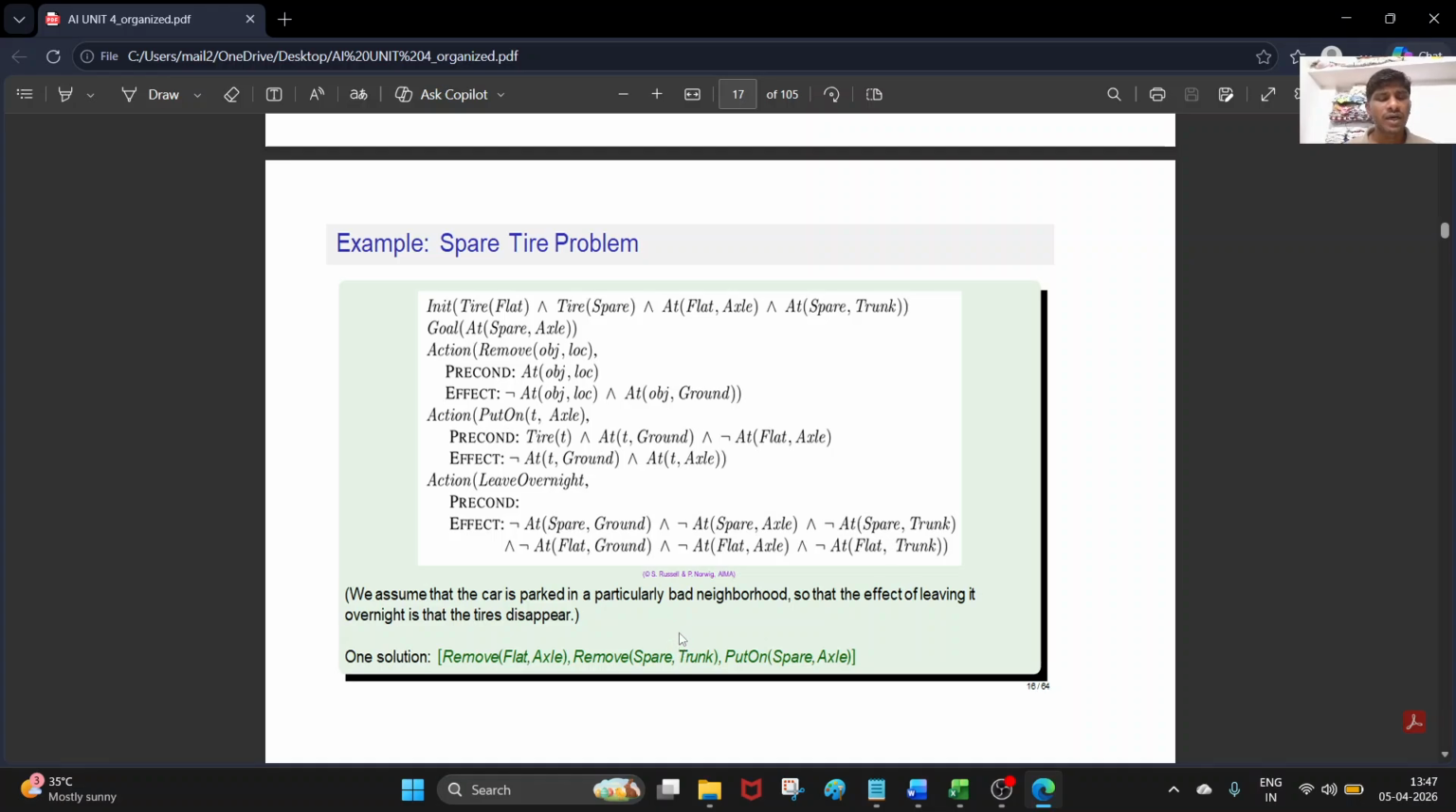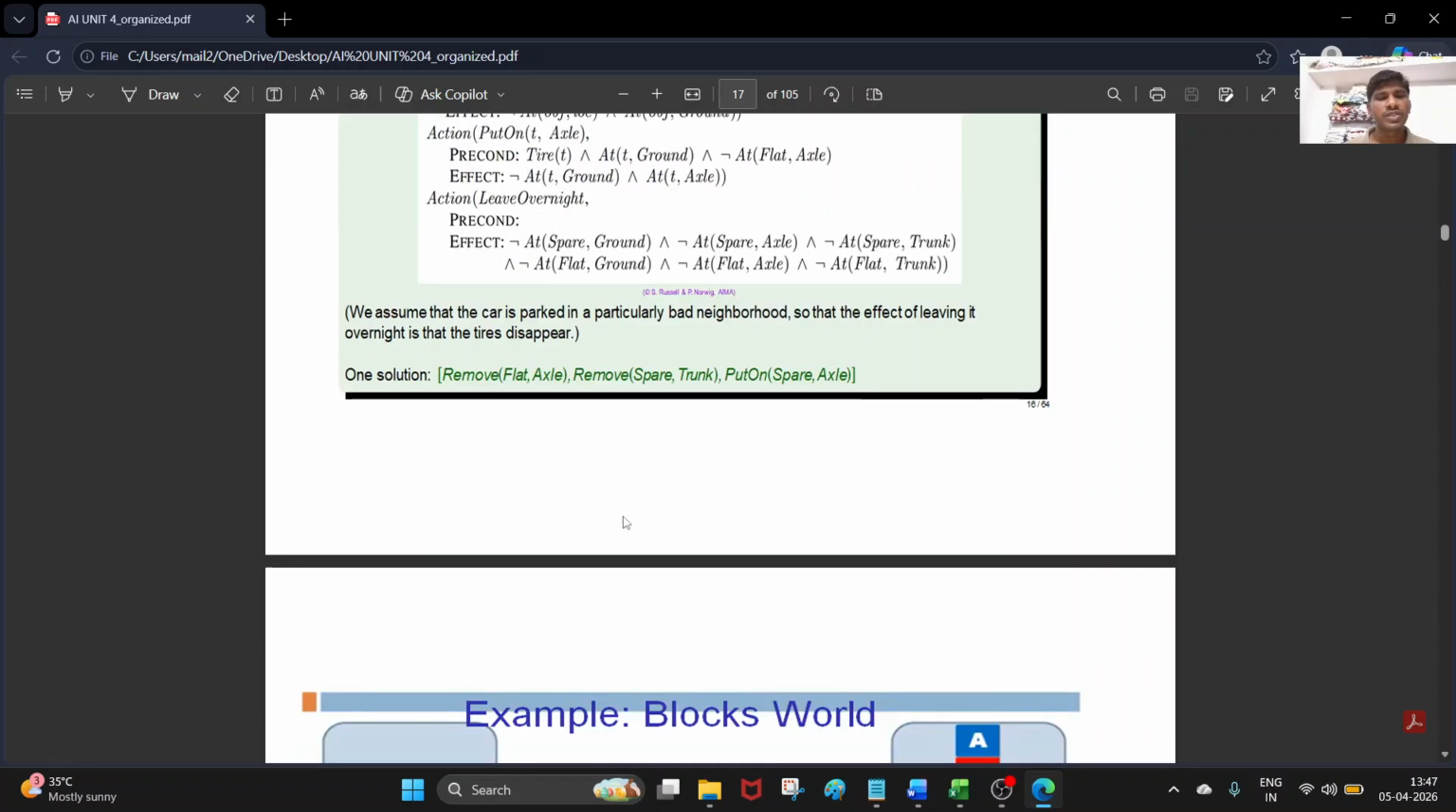Here you will be having three conditions. We assume that the car is parked in a particular bad neighborhood. When we leave that car in a bad neighborhood, the effect is that overnight the tire disappears. That is, the flat tire will be removed from the axle and stolen in the neighborhood. So the problem is the spare tire problem. This is also a kind of planning problem and it uses PDDL for representation.